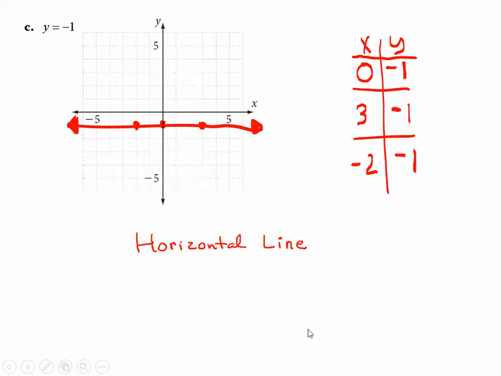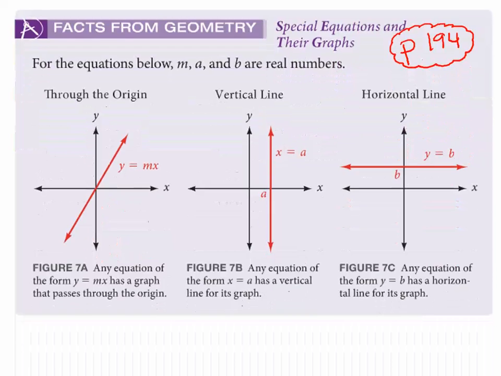All right, and the highly scientific name is horizontal line. If you want to refer back to this, just quickly here on page 194, whenever you need to, you can always go back. It's the line that goes to the origin, the vertical line, the horizontal line.